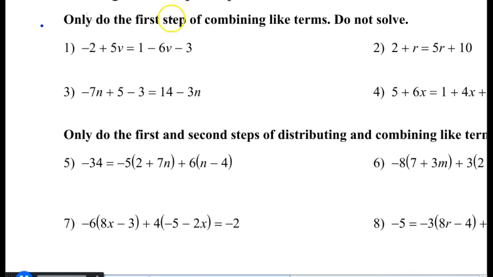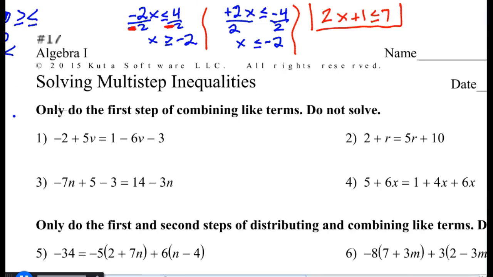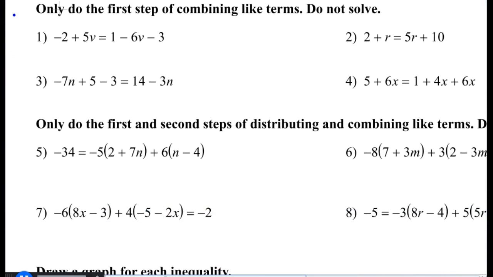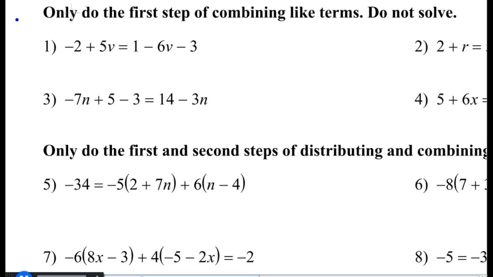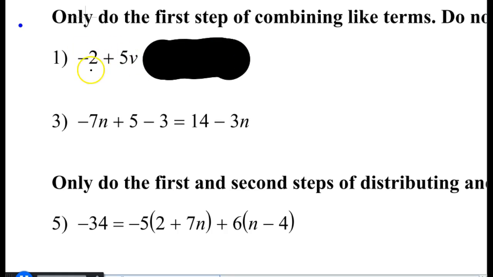You can see here it says only do the first step of combining like terms. Only do the first and second steps, distributing and combining like terms. Because the idea is if you do those properly, it's just going to turn into a nice two-step inequality that you already know how to solve. So on these, you want to look at one side at a time. Like on this, you want to look only at this and say, can I simplify anything here?